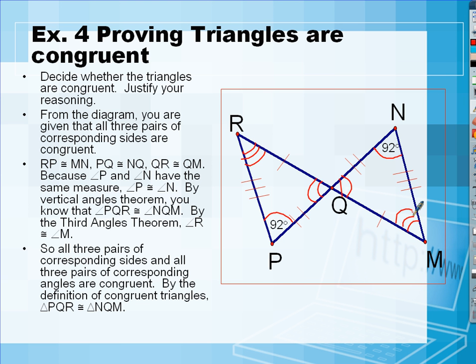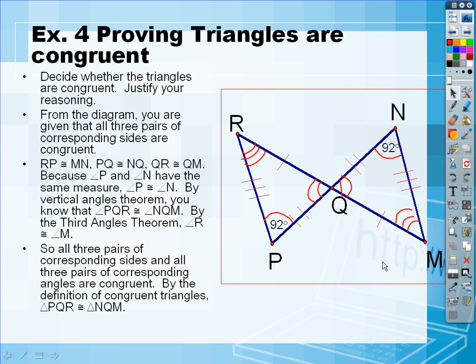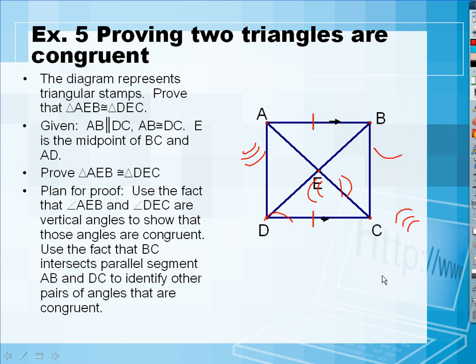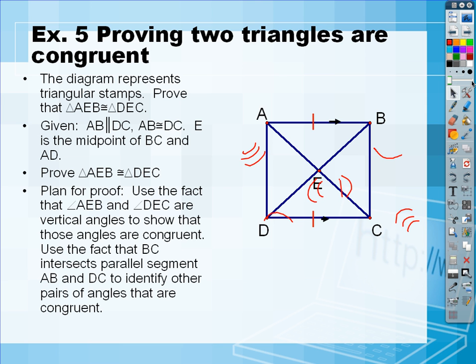Now that I can see that I've got all three sides and all three angles can be shown to be congruent to corresponding sides and angles in the other triangle, I know those two triangles are congruent. Now what might that look like in a proof? Well, if I wanted to, I guess we don't do a proof of that one. That's okay.